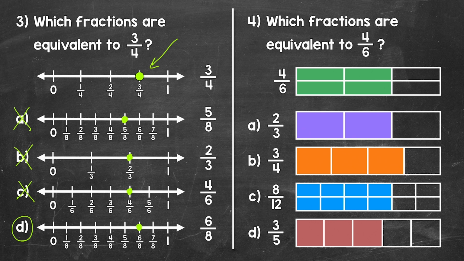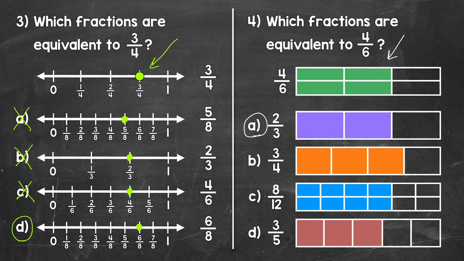Moving on to number 4, we have which fractions are equivalent to 4/6. And we have a model to go off of right here. 4/6 of that rectangle is shaded. Let's start with A, where we have 2/3. And we just talked about these fractions in number 3, actually. 2/3 is equivalent, and we can see that with this model. The same part of the whole rectangle is shaded in. So 2/3 is equivalent. And we saw that with the number lines in number 3.